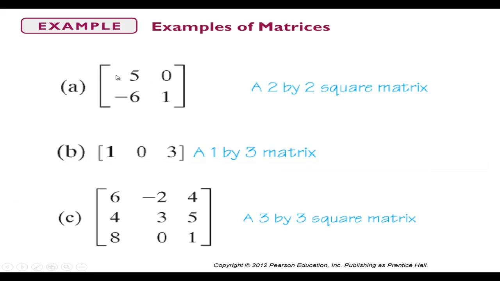Alright, so here this would be 2 rows by 2 columns. So this would be row 1, column 1, row 1, column 2, and so on. Row 2, column 1, row 2, column 2. This is 1 row by 1, 2, 3 columns, so this would be a 1 by 3 matrix. And here we have 1, 2, 3 rows by 1, 2, 3 columns. So this row right here, this would be row 2, column 1 is a 4. Row 2, column 2 is a 3. Row 2, column 3 is a 5, and so on.